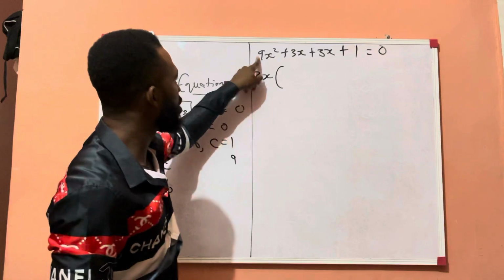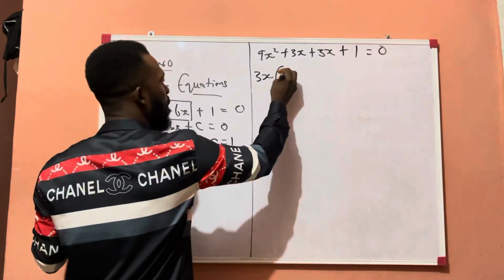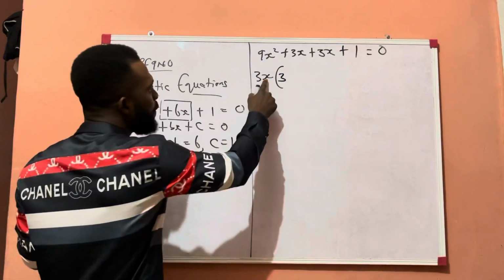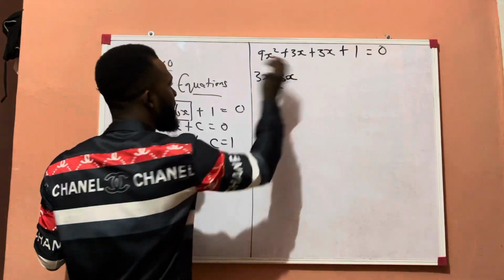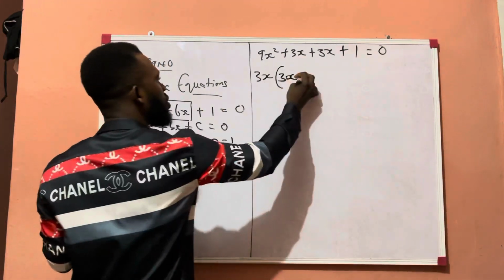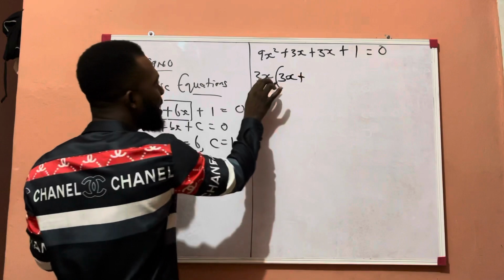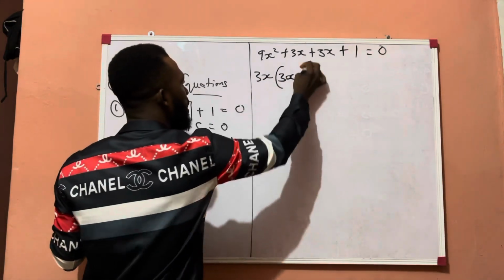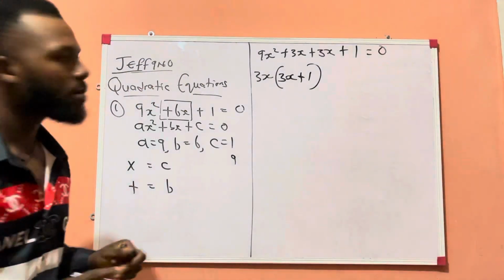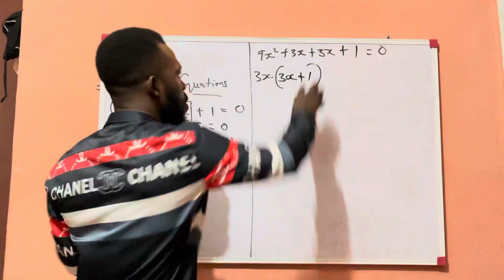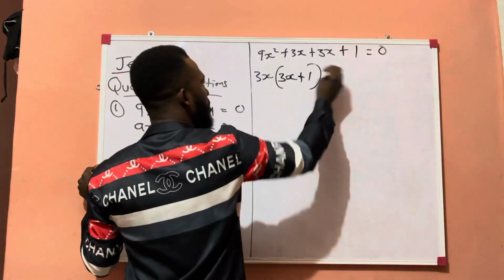If 3 divides 9, I will get 3. If x divides x squared, I will get x. Plus, now, when 3x divides 3x, I will get 1. Then I'm done with that. Then I go to the next part. What sign do I have here? Plus. I'll bring it out.